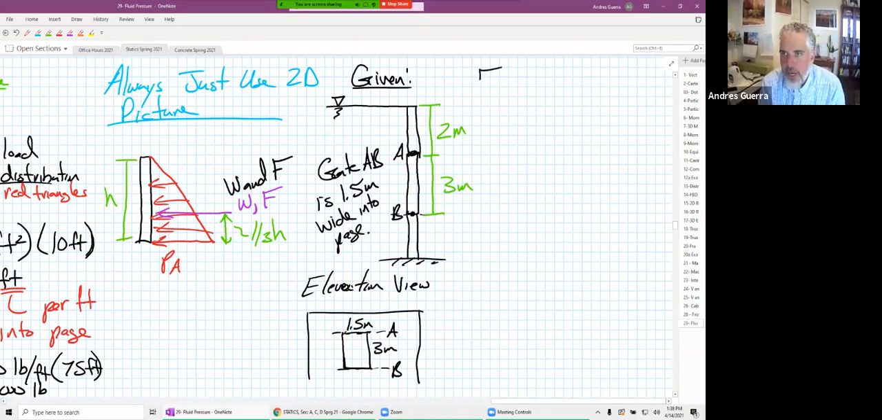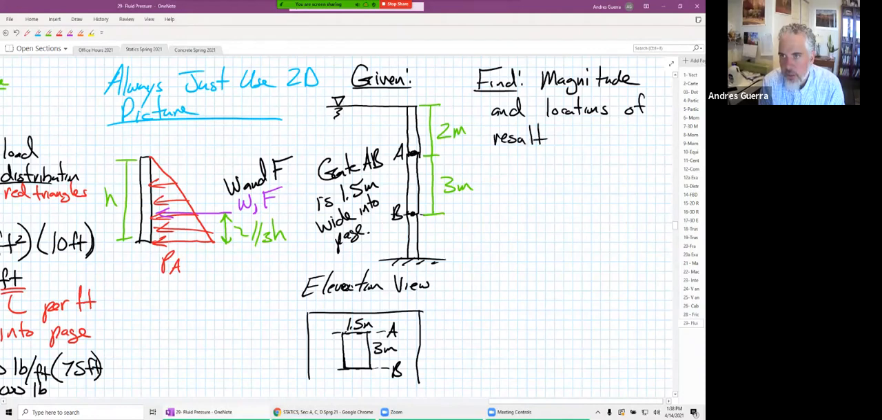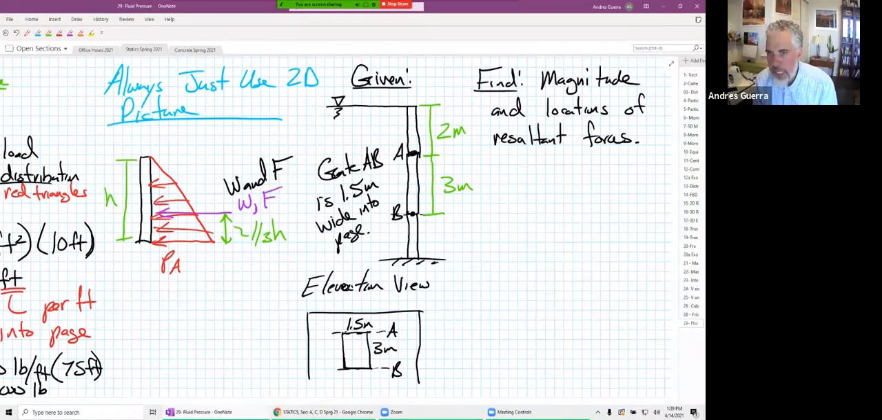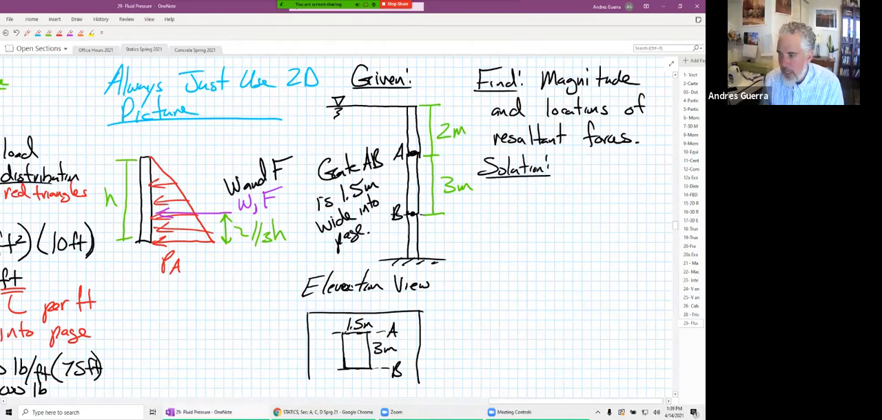And what we would like to find for this gate is the magnitude and locations of the resultant forces. We could find the support reactions at A and B if A were like a pin and B exerted a horizontal force or something like that. But we're going to focus on just finding the hydrostatic fluid pressure part of this example.